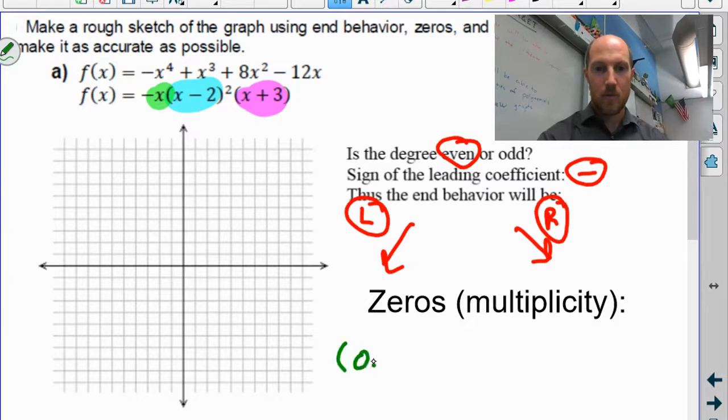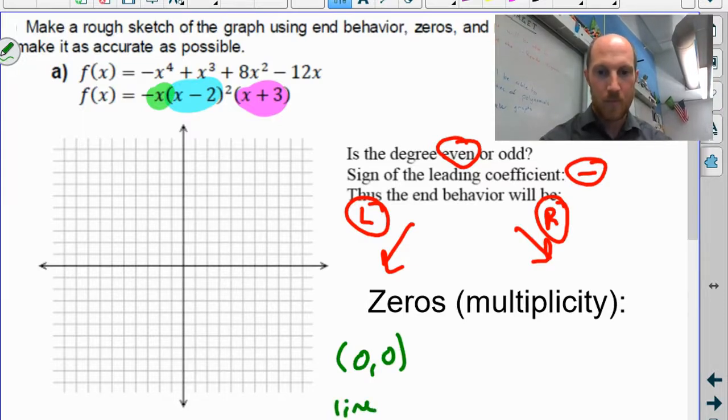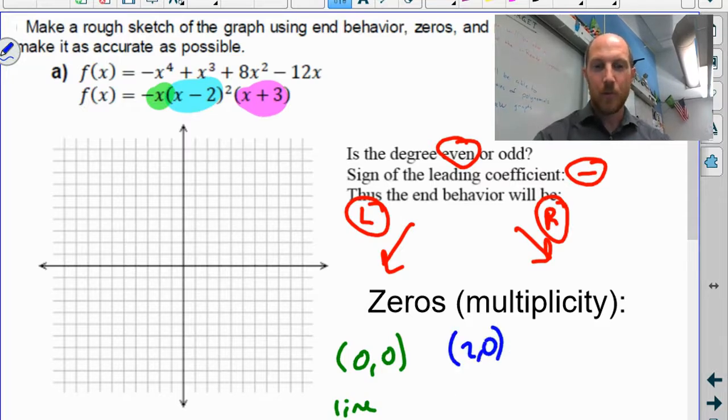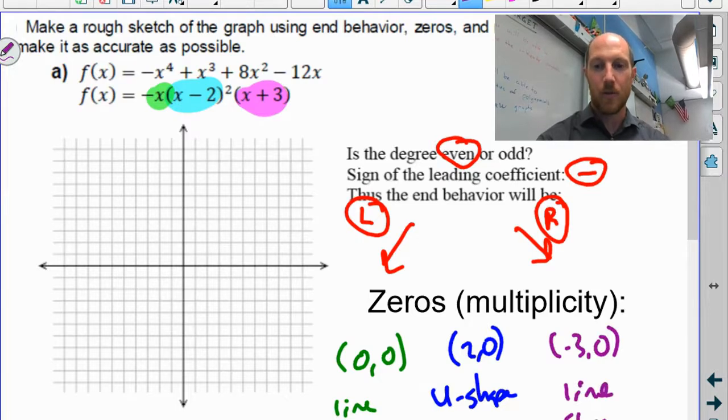So the green one is going to give me coordinates of (0, 0). That has a multiplicity of 1. It's got an invisible 1 on there, so that's going to make a line shape. The blue one is going to give me coordinates (2, 0). That one's got a multiplicity of 2, so this will be a U shape. And that magenta one, (-3, 0), that one is also going to be a line shape since that factor's got a multiplicity of 1. I'm plotting my points on here.